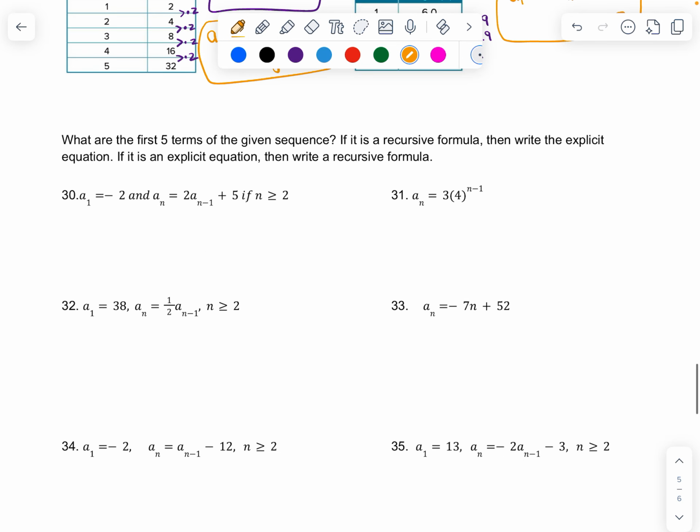Now, I told you guys you didn't need to do the explicit formula for these two problems, you're just going to be finding the terms for those two. But you are going to be finding either the explicit or recursive for the other ones.